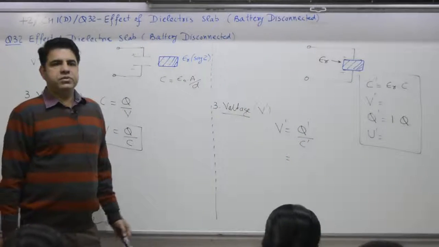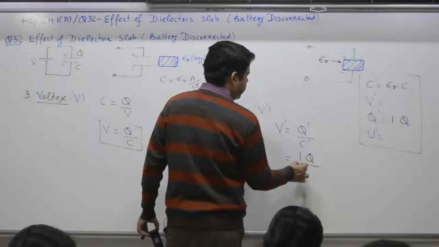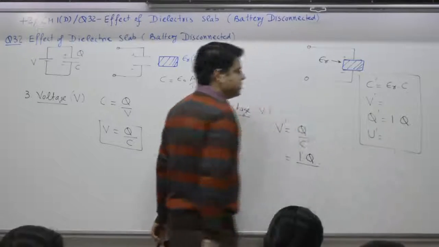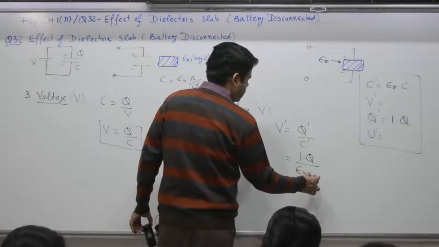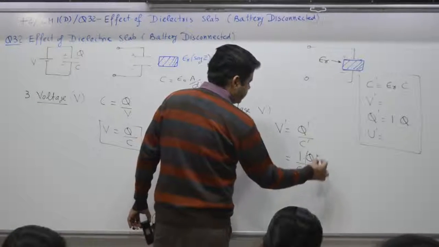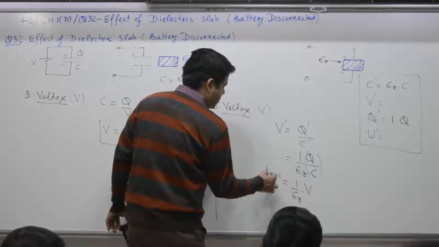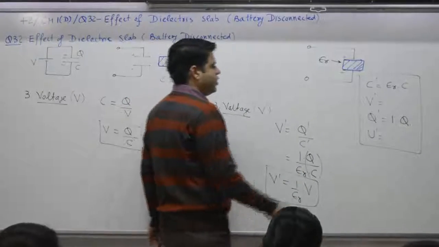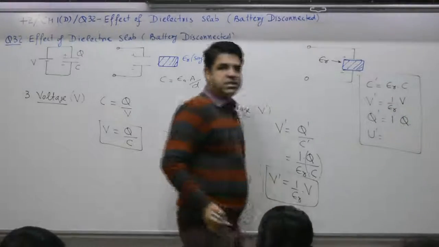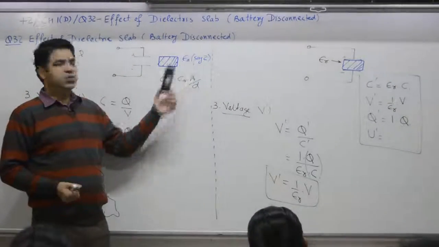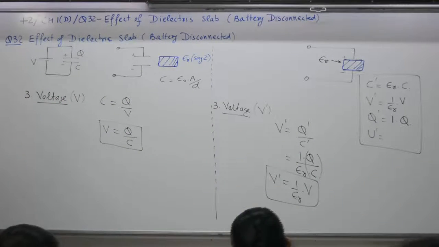Q dash is how many times? Q dash is same. Q dash is 1Q. C dash is how many times? Epsilon R times. This Q by C is equal to what? So new voltage is, yes, 1 by epsilon R times. Voltage decreases. If epsilon R is 2, when you introduce the slab, the voltage reduces to half. 1 minute to write.